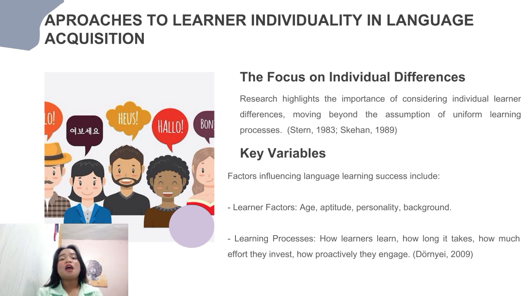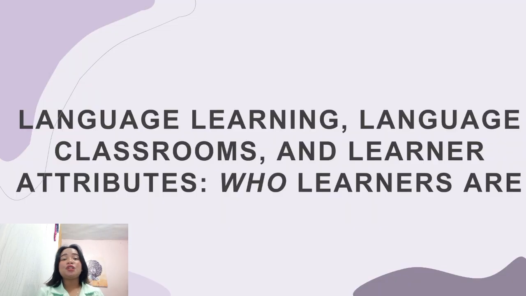Key variables: factors influencing language learning success include learner factors such as age, aptitude, personality, and background, and the learning process, meaning how learners learn, how long it takes, how much effort they invest, and how proactively they engage. Language learning, language classrooms, and learner attributes: who learners are.